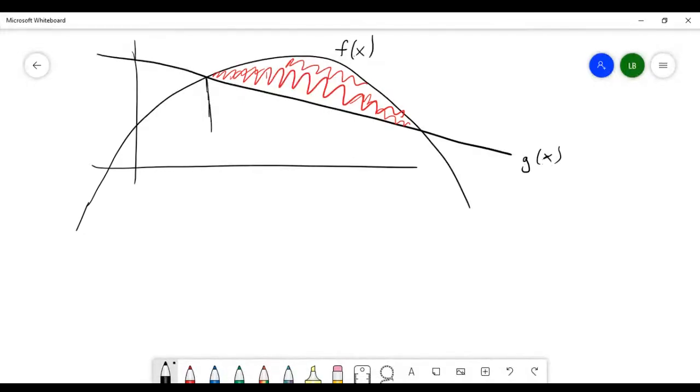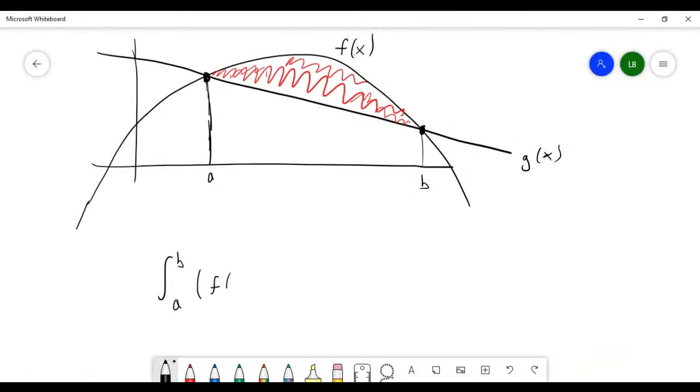because it turns out it's just the integral, if this is A, the first intersection point, and B is the second intersection point. This is actually just the integral from A up to B of f of x, your top function, minus your bottom function, g of x.